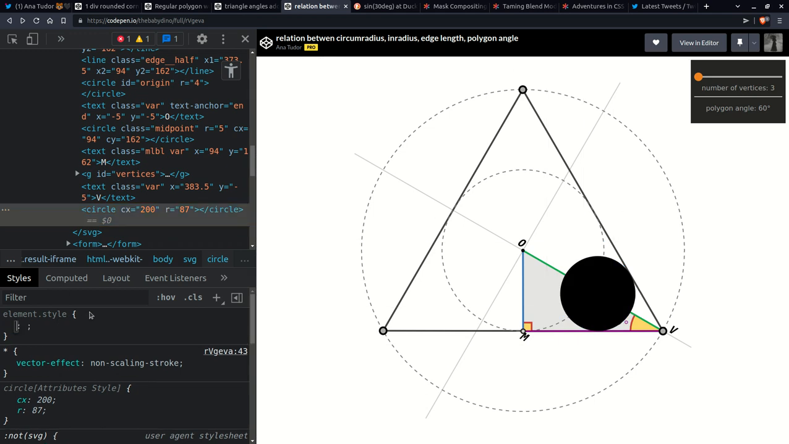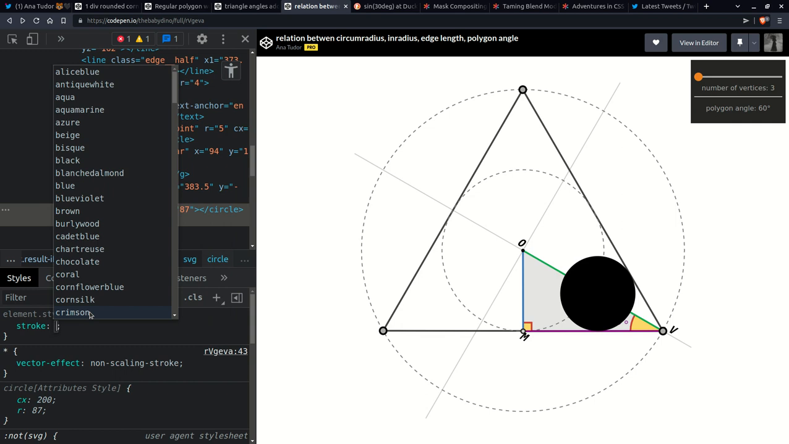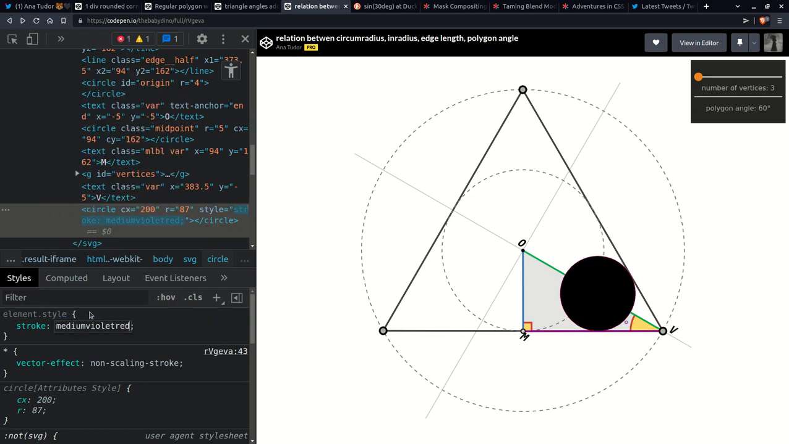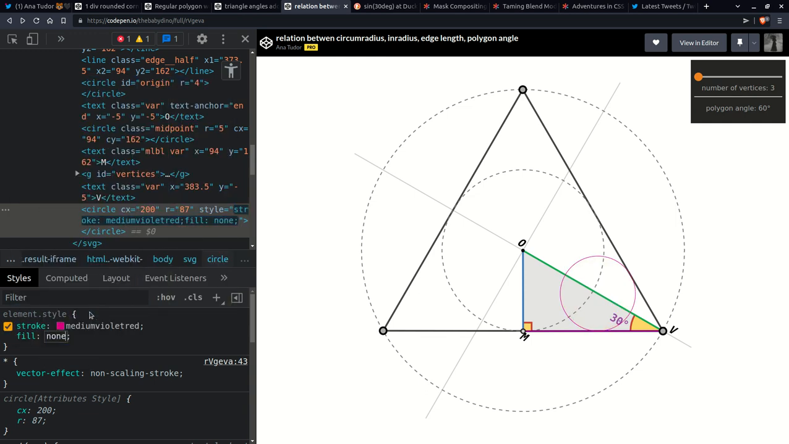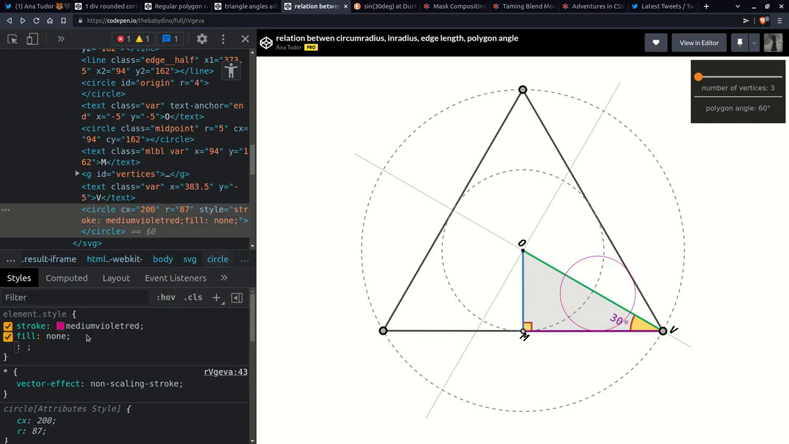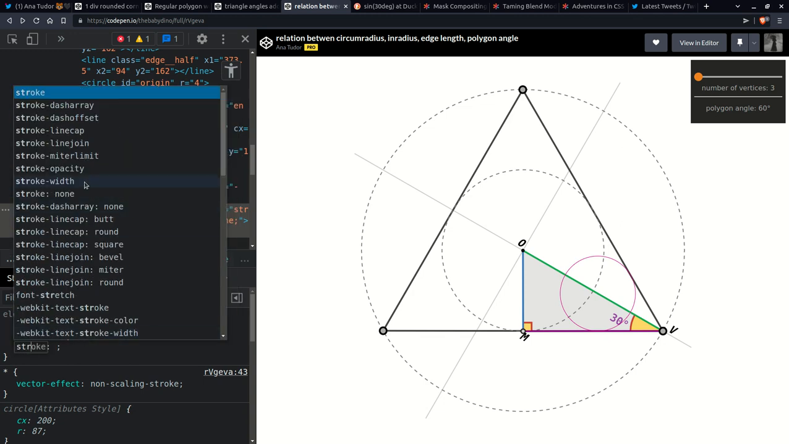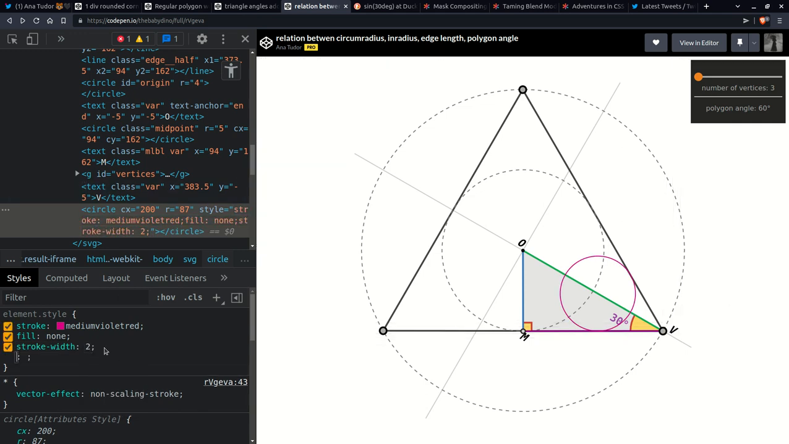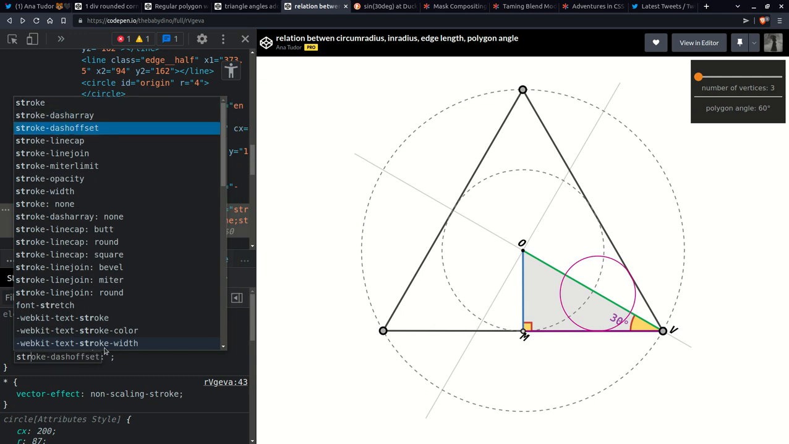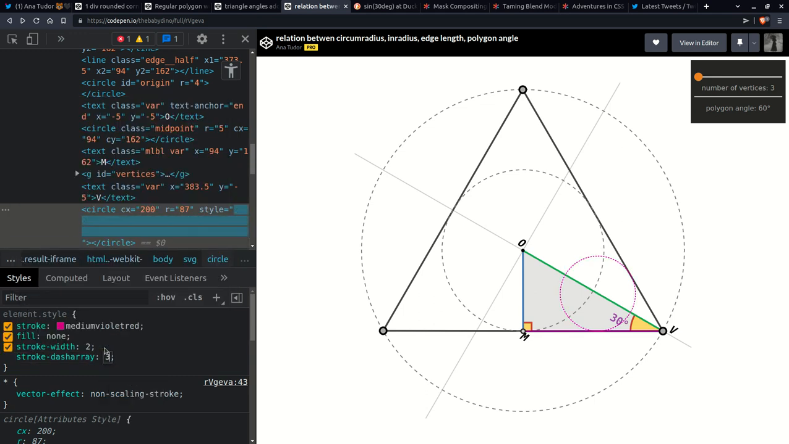Now we're going to have stroke medium violet red, let's say, fill none. Okay, and then we're going to have stroke width, and we can also set stroke dash array 3. Let's make this deep pink. Yeah, it's going to be more different from the edge.